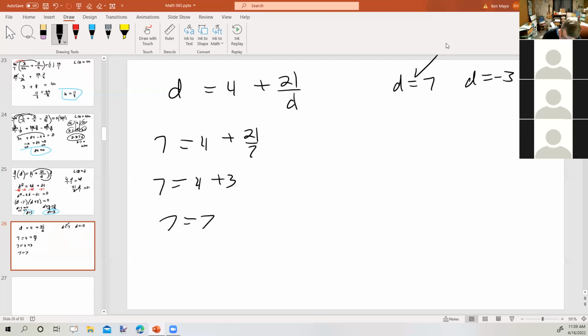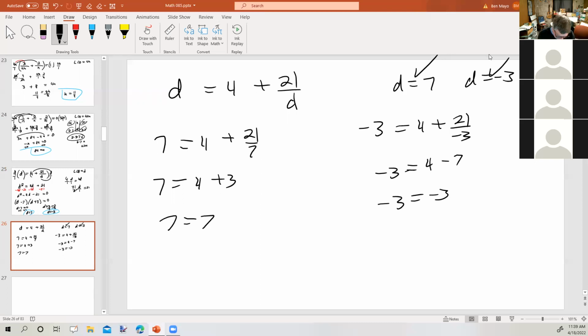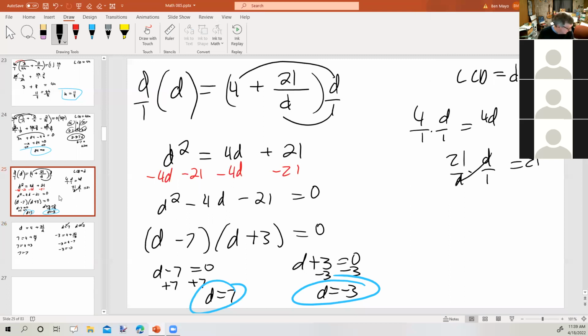If d is negative 3, we'd have negative 3 equals 4 plus 21 over negative 3, which is negative 3 equals 4 minus 7. Negative 3 equals negative 3. And that one checks. So both solutions check. Any question about that problem?